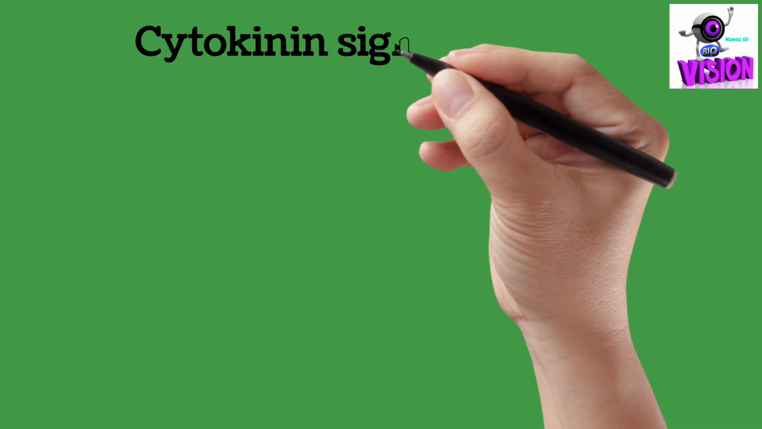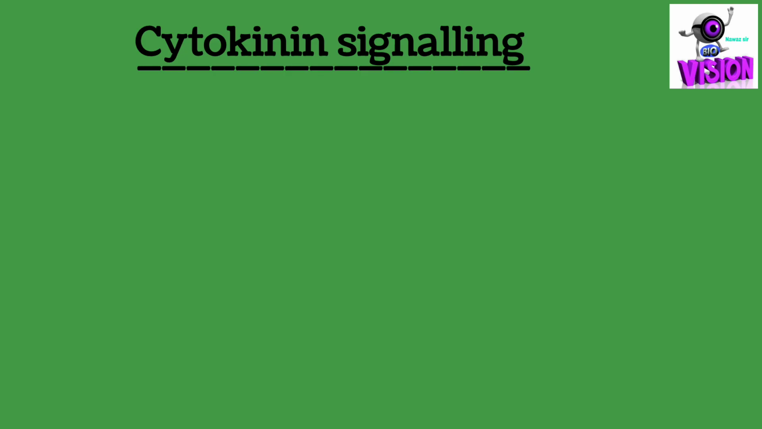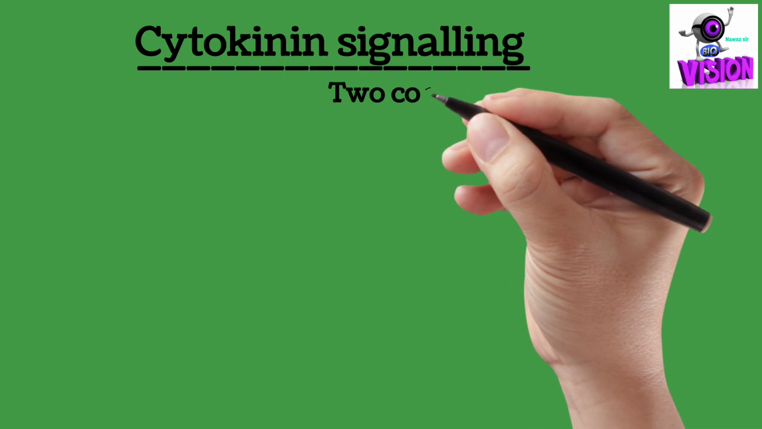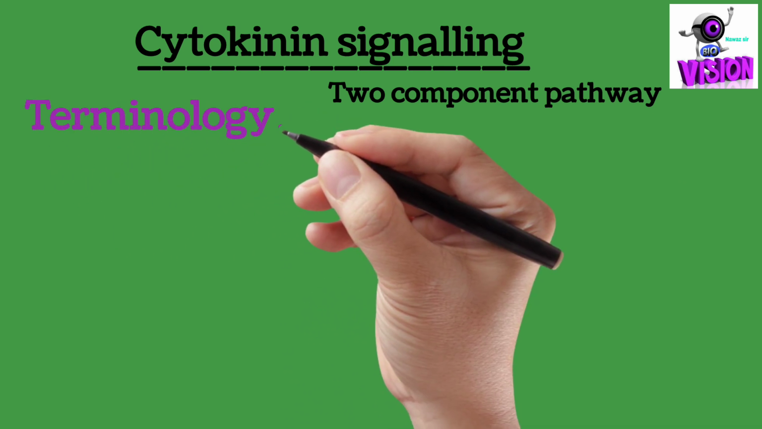Dear friends, let's have a brief presentation on cytokinin signaling. Cytokinin is a type of growth promoter in plants. Now this is the core mechanism which explains how cytokinin's mode of action can be regulated. The whole signaling is known as the two-component pathway, as it is mediated by two prominent proteins, namely histidine kinase receptor HK and response regulator RR. Let us discuss every point in the terminology in a detailed manner.